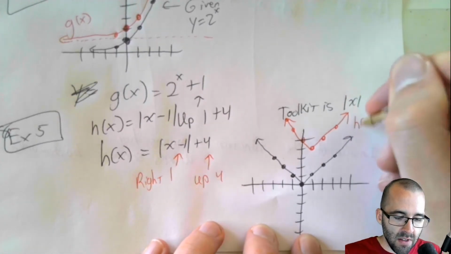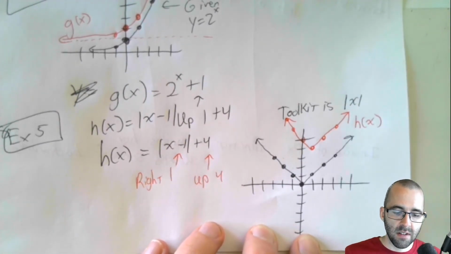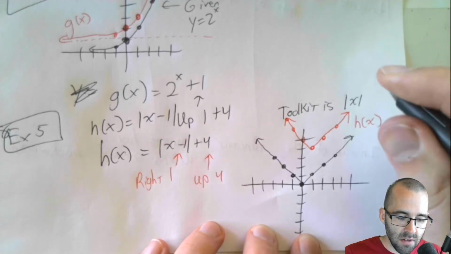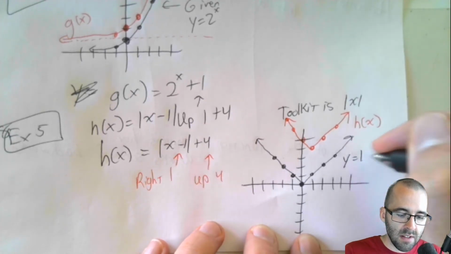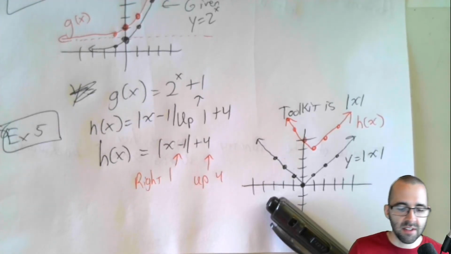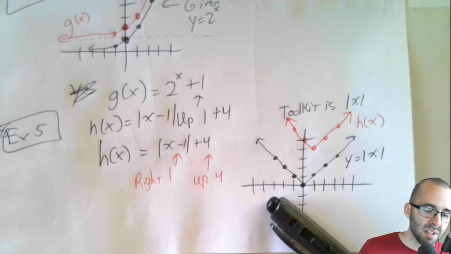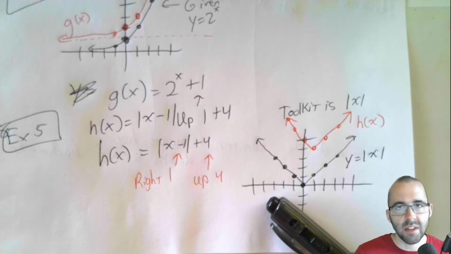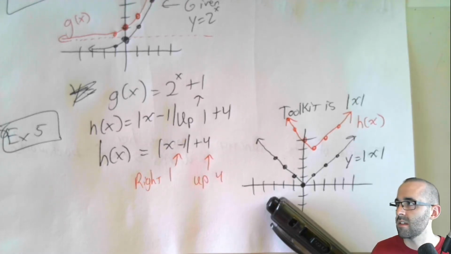All right, this is h of x. Again, the toolkit function is in black, and the modified function is in red. A lot of times it can be a very good idea using 2 different colors and doing these on the same graph. Okay?